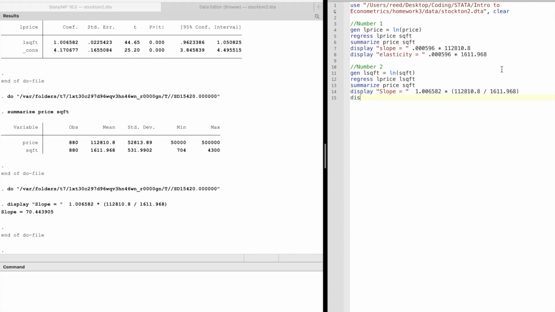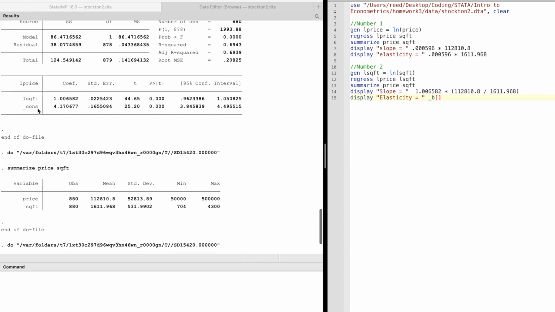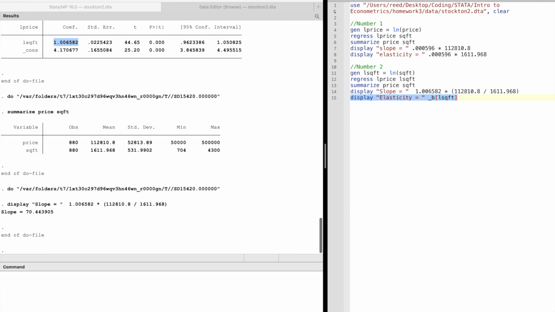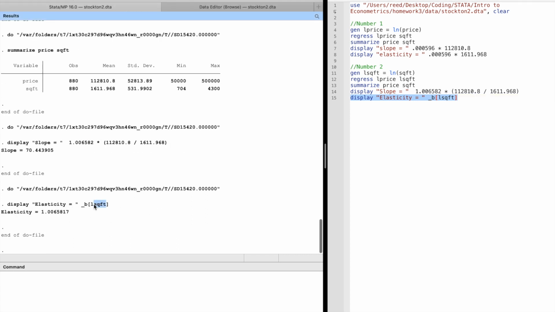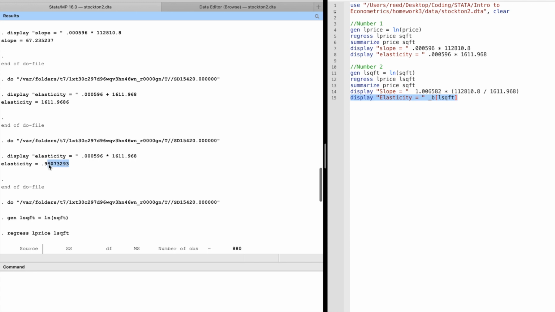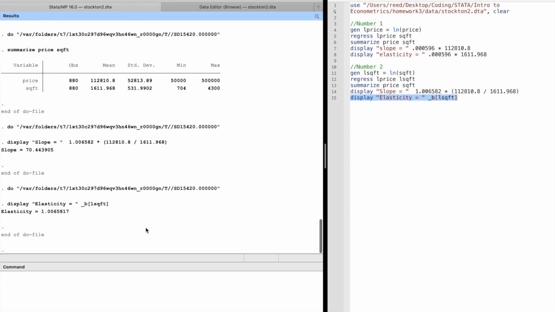And then we can write out what our elasticity is. Remember, you can refer to your regression directly. Sometimes it's a little hard to remember how to do that, so I'll show you right here. So this is how we access this coefficient: underscore b and then the name of the variable. So we get our elasticity is 1.006. So that's slightly different than our 0.96 earlier, again because we're using a different model.